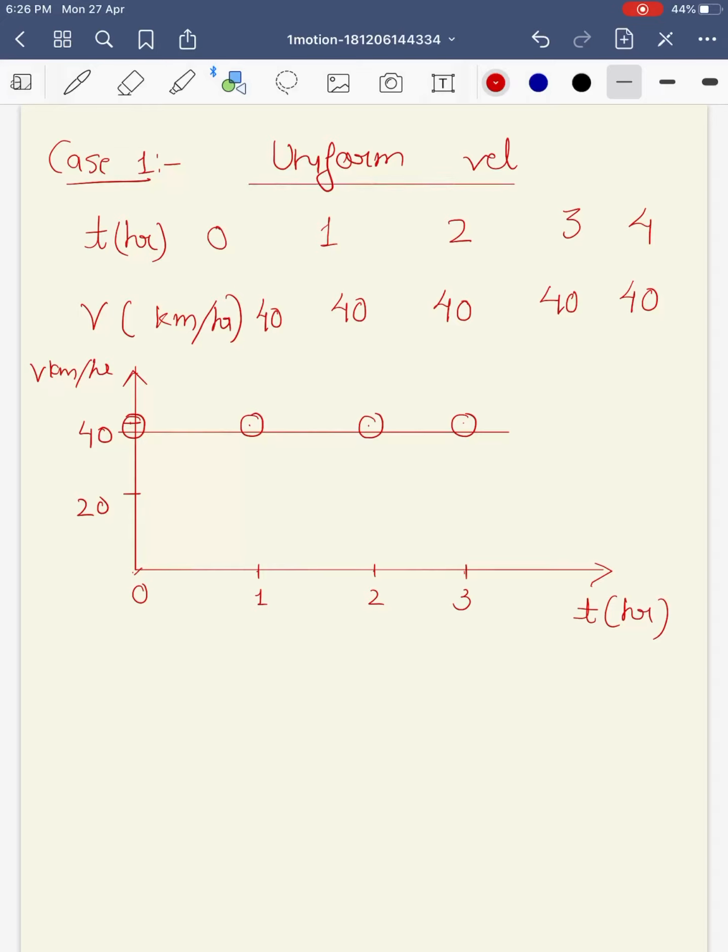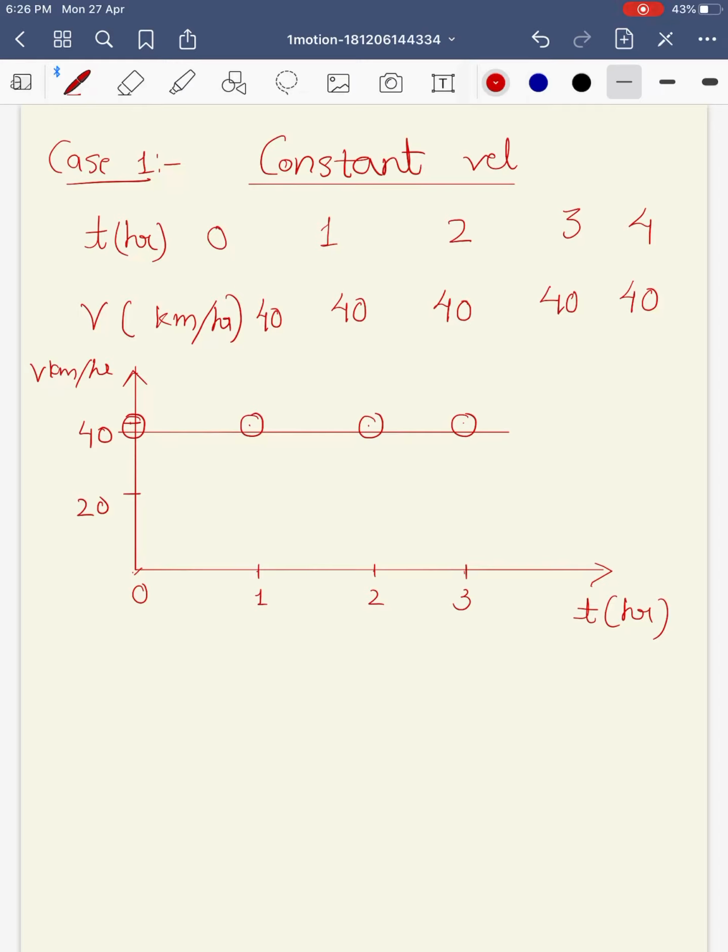That is, the velocity of the object is uniform or constant, not changing with time. Then the velocity time graph will be a straight line parallel to the time axis. Rather than uniform, we should use the term constant velocity, or say it is the case of uniform motion. It would be better to write constant velocity, because the velocity is not changing with time. With uniform, there can be confusion that there can be uniform increase or decrease.